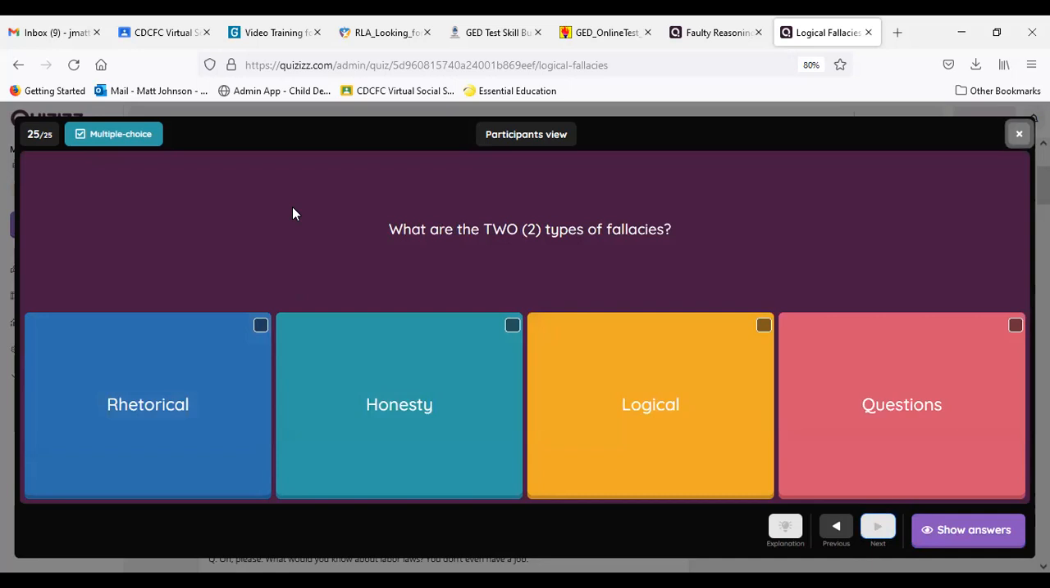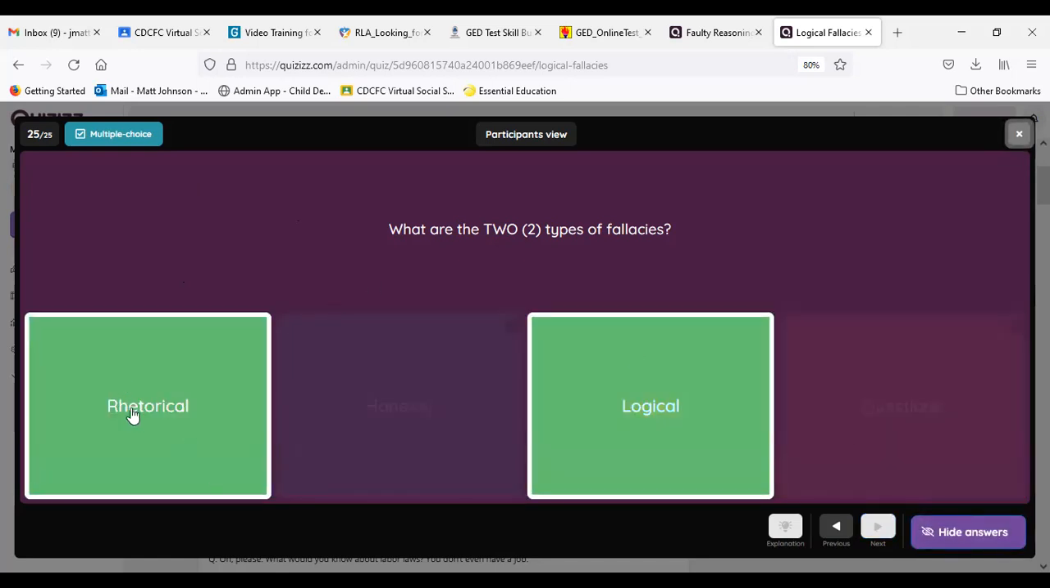Sasha Gay, what do we do here? Logical and questions. I think logical and questions. So it's probably going to be rhetorical, I think. Let's see here. Yes, you remember we talked a little bit about that. So it falls into those different types of rhetorical techniques.